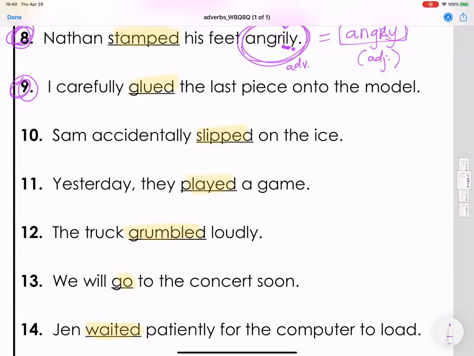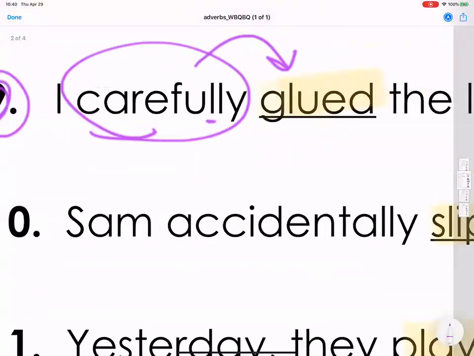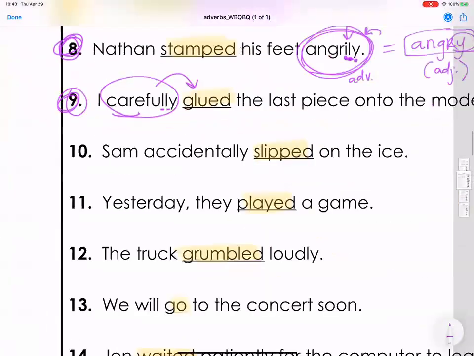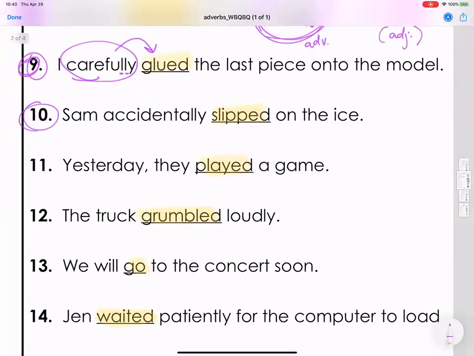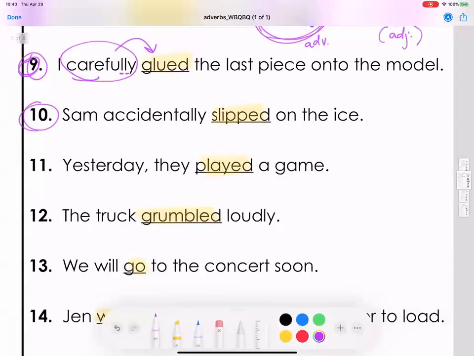Good. So what is the adverb here, guys? Carefully. Okay, good. What do you notice happened here? Careful. What did we add? Ly. Still want both L's now. Good. Number 10. How about you, Faye? Why don't you read that one? Sam accidentally slipped on the ice.